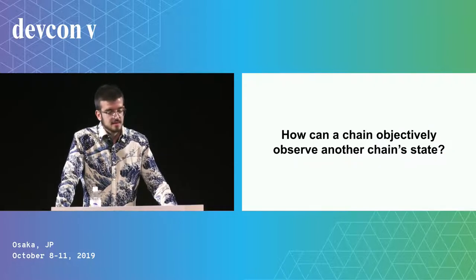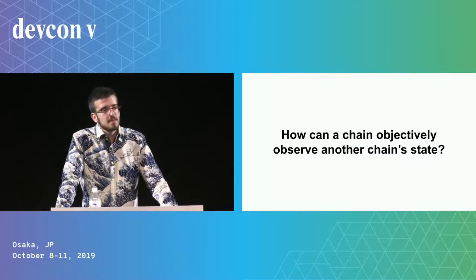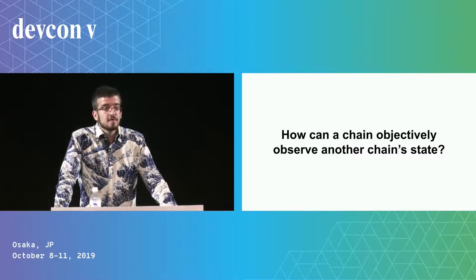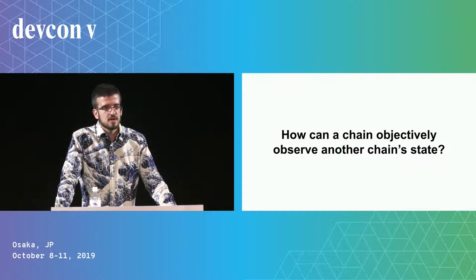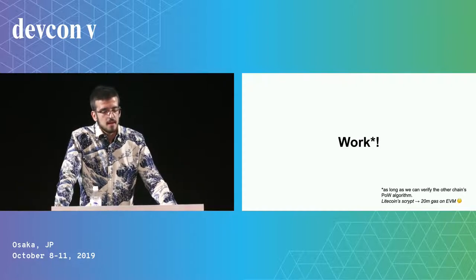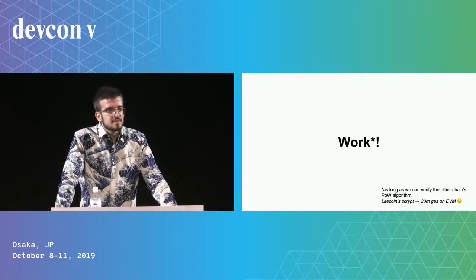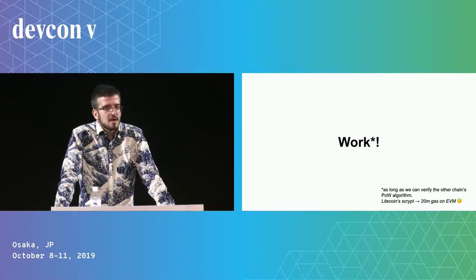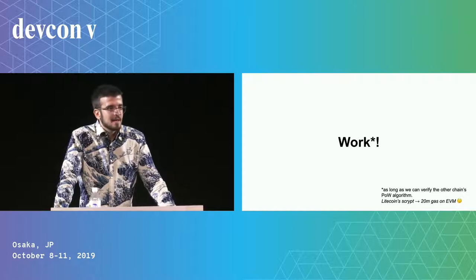So let's dive into it. The main problem that we're trying to solve is how we can observe another chain's state and convince ourselves that this chain that we're being shown is legit. In Bitcoin, that's very easy. Work hashes are very easy to reason about. They're quantifiable. You can do some math and you can figure out exactly how hard it is to attack.